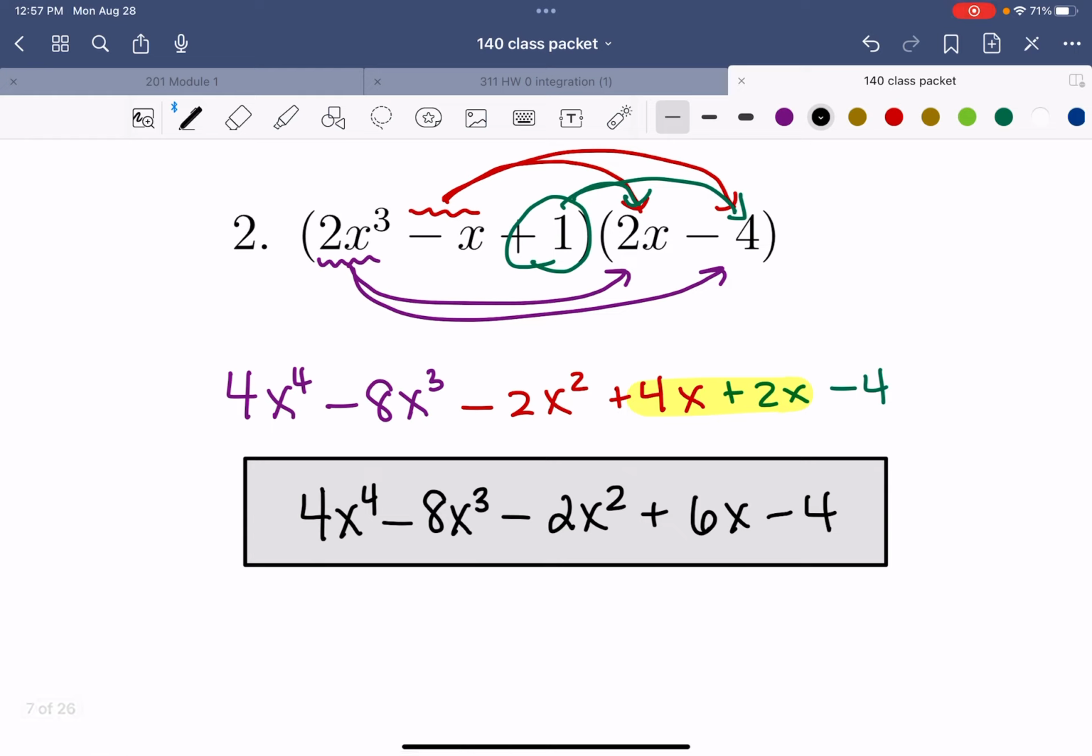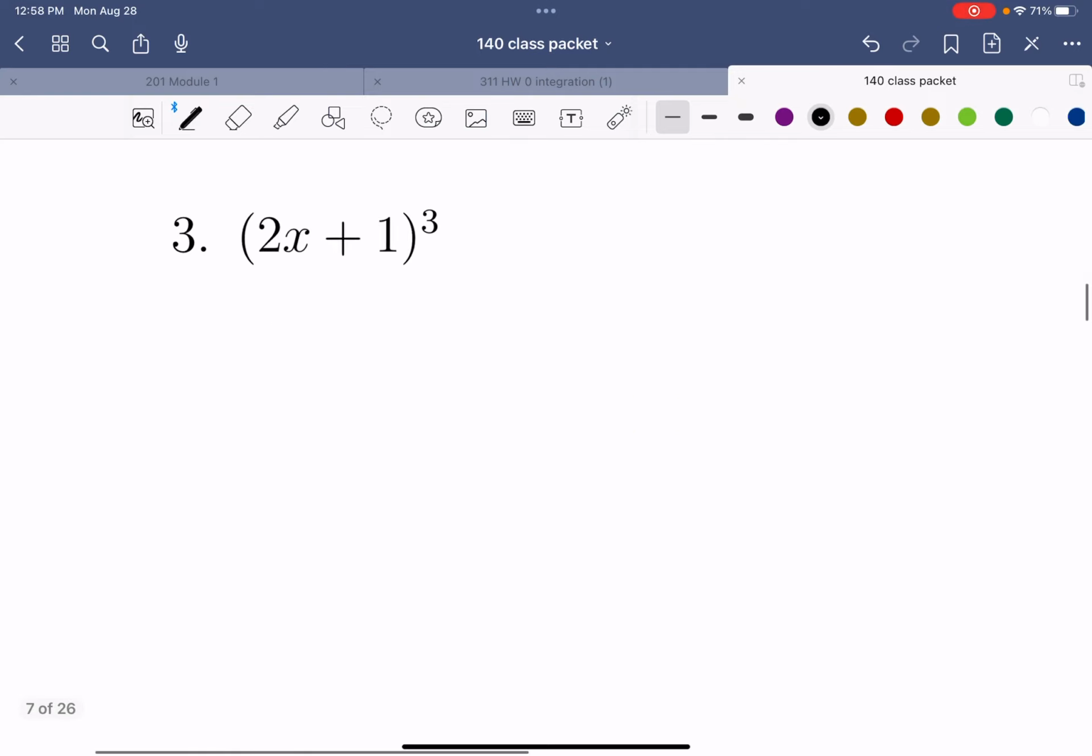Remember, you can always go back and check: if we have 3 terms in the first one times 2 terms in the second one, that means I should have 6 terms, 2 times 3, in my final answer before I combine like terms. All right, on to number 3.